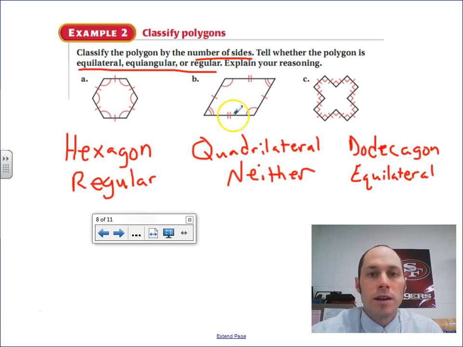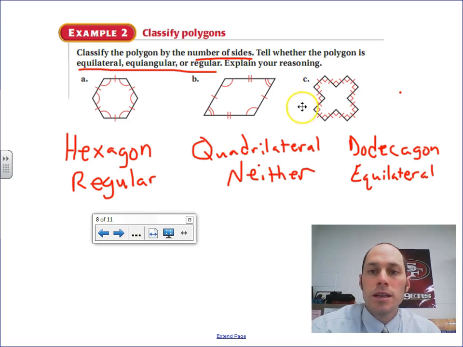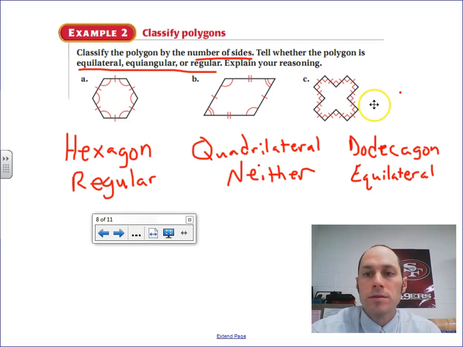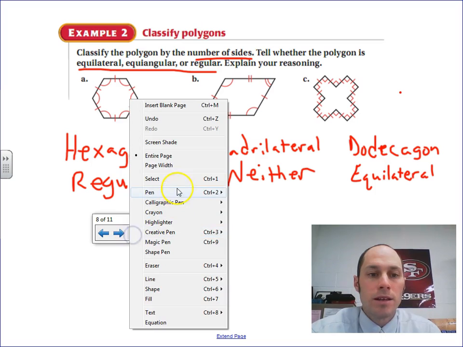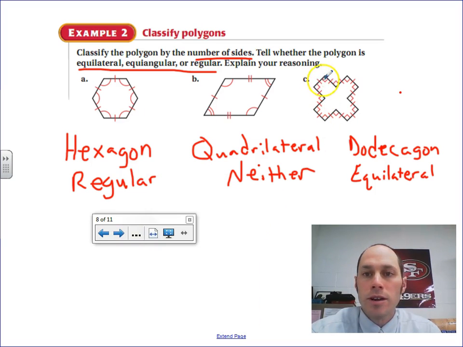B is a 4-sided figure, so it's a quadrilateral. Opposite angles are congruent and opposite sides are congruent, but they're not all the same, so it's neither equilateral, equiangular, nor regular. C, we have a 12-sided figure, which will make it a dodecagon, and it appears that all the angles are the same, but keep in mind that we've got 90-degree angles here, but since it's 90 on the exterior, this will make this 270. So just the sides are congruent, so that makes it just equilateral.